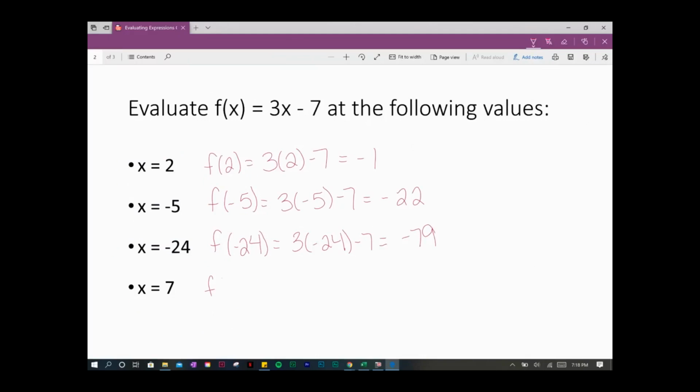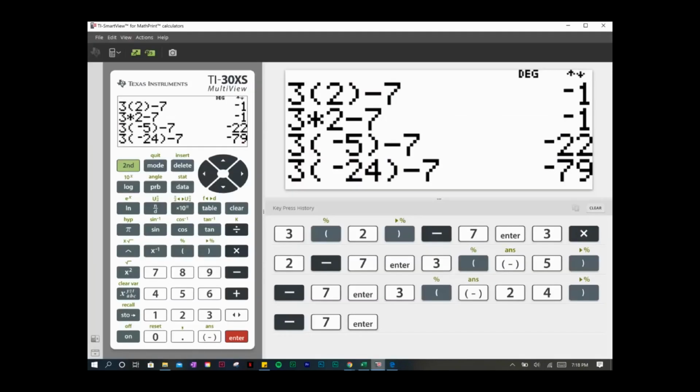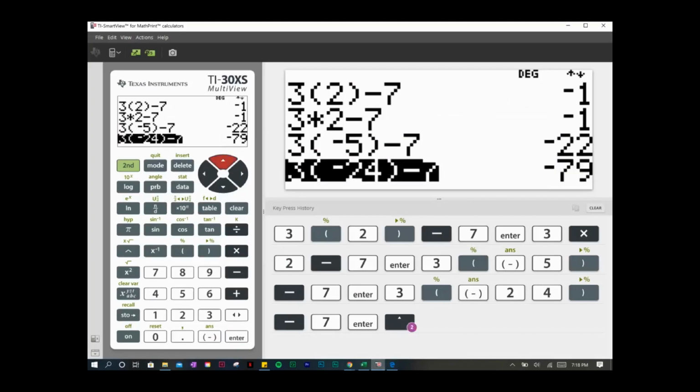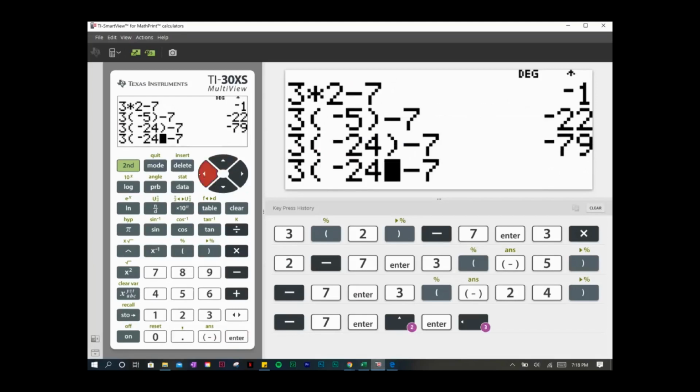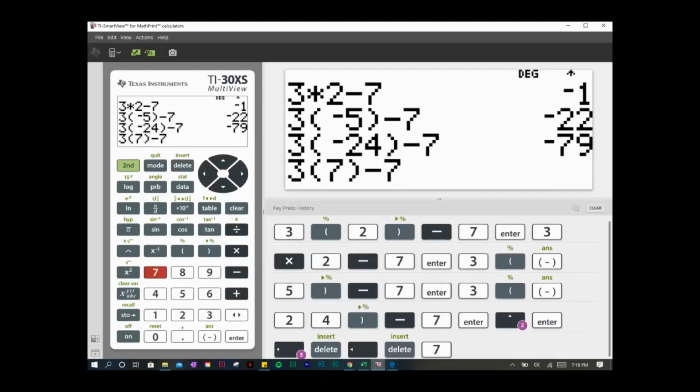Finally, f of 7 equals 3 times 7 minus 7. Now on the calculator, if you just did one where it's the same thing, you're just changing a number, you can hit the up arrow until you've highlighted what you typed in and hit enter. And then just use the back arrow here and we can go ahead and delete a couple numbers and then type in the 7 so it shows what we're trying to do.